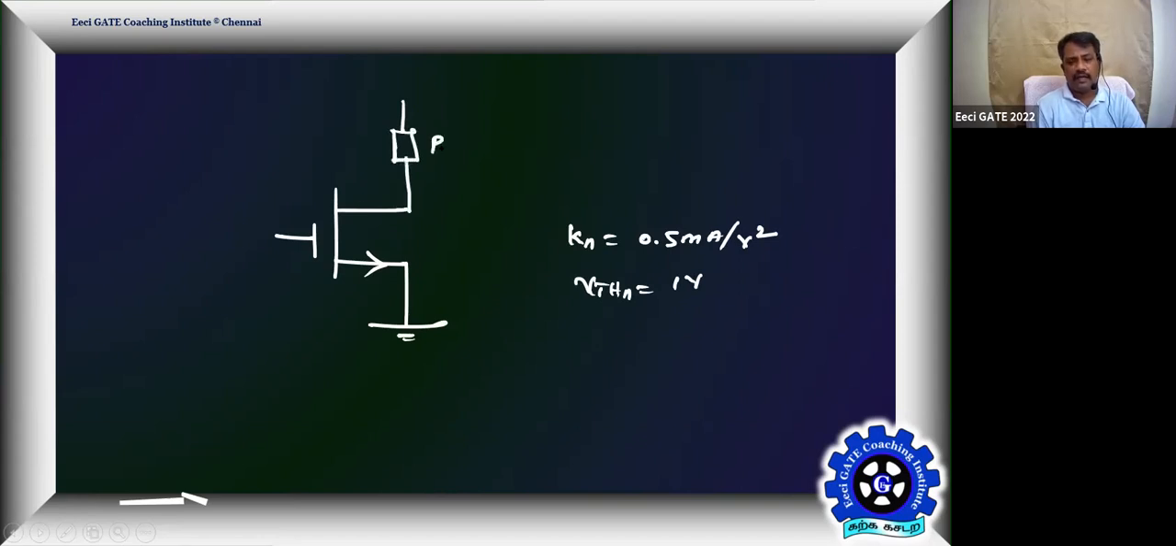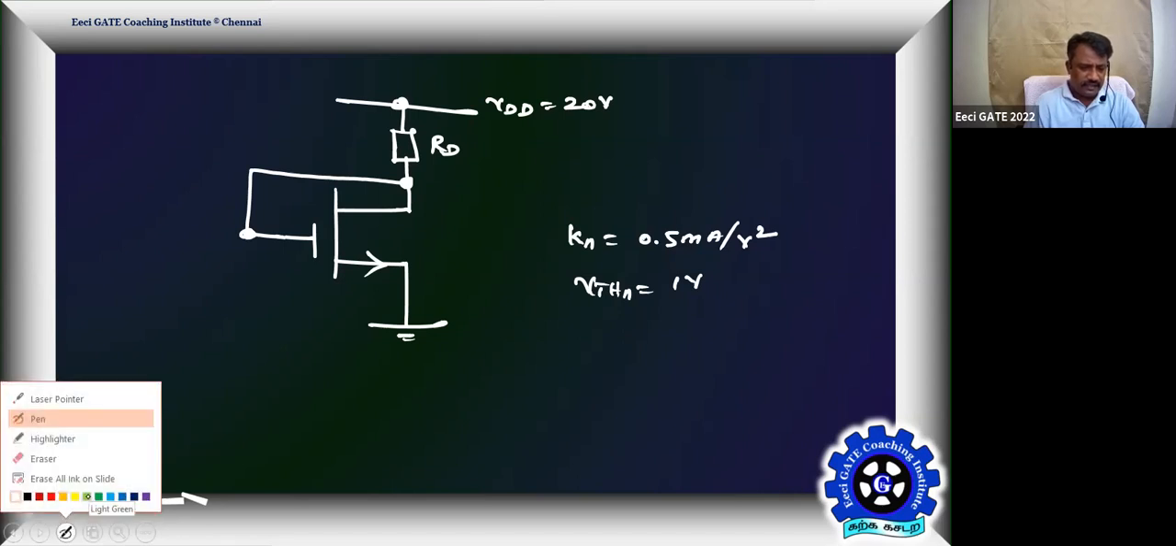So it has Kn equal to 0.5 milliamps per volt square, threshold voltage equal to 1 volt. Source is connected to ground. Going to have a resistor RD excited by EDD, that is 20 volts. Then I'm going to make the circuit slightly different. I'm not going to give this potential. I'm going to connect the gate and drain together. That's where your problem begins.